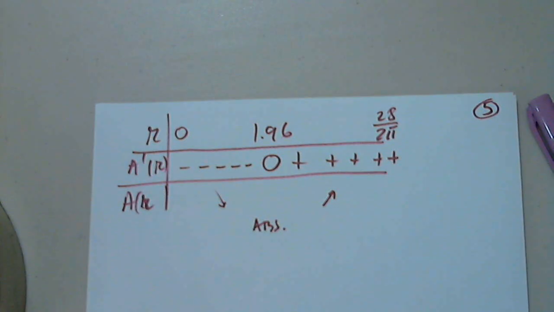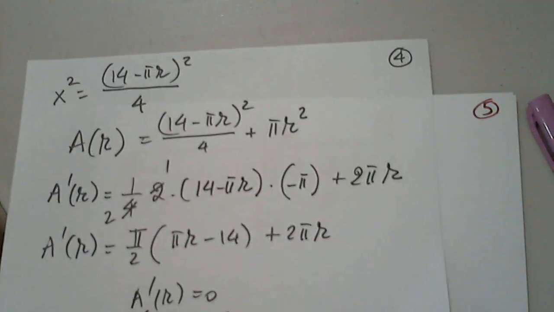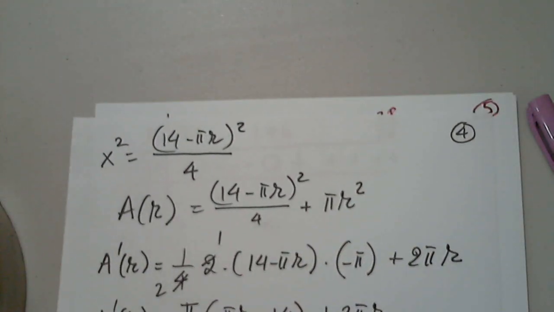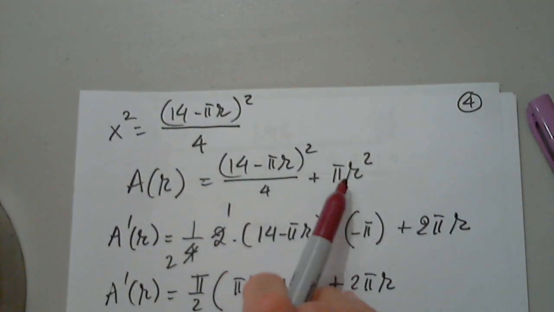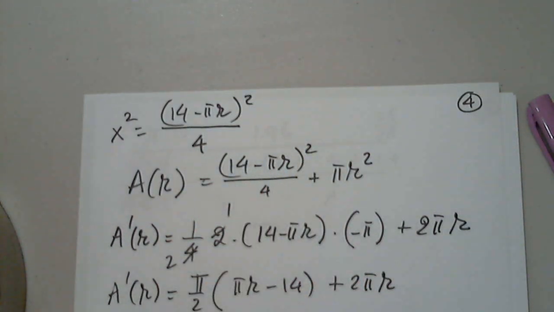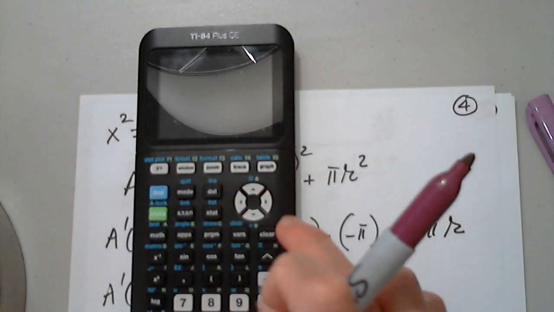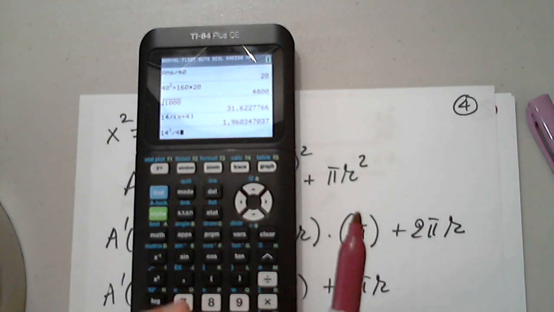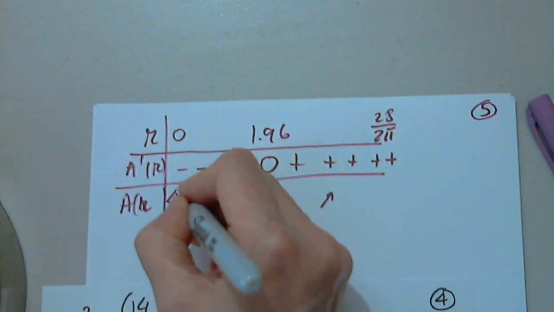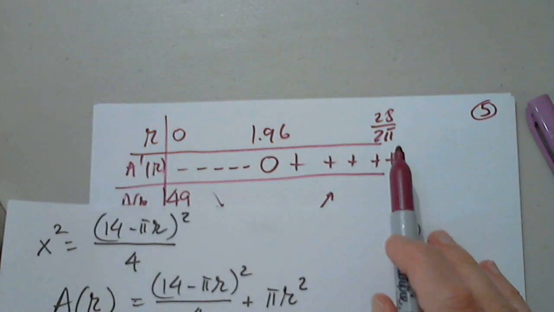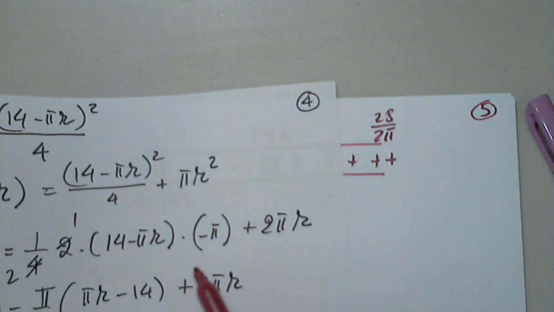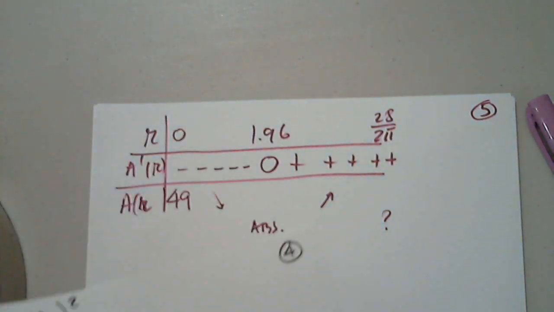But I do have to plug in 0 in the function. When I plug in 0, where's my function? Here's my function. When I plug in 0 for R, I get 14 squared over 4. What is 14 squared over 4? 14 squared divided by 4 is 49. Now I also should plug in this 28 over 2 pi to see what this value is.